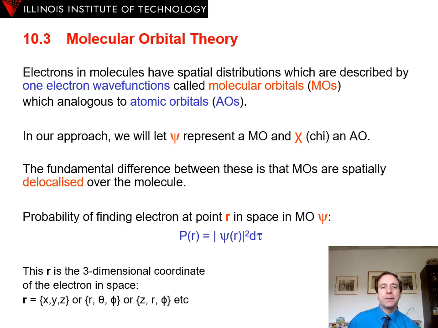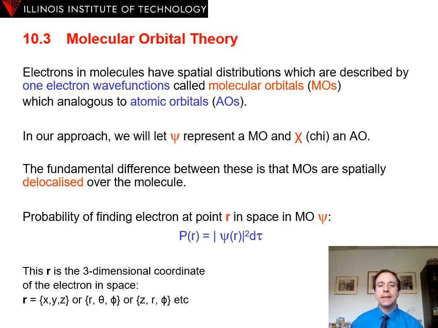And the fundamental difference is that molecular orbitals are spatially delocalized over the size of the molecule. Depending on what that molecular orbital is, it can be greatly delocalized over the entire length of a long molecule if we're looking at a conjugated system. We're going to start with much smaller molecules. We're going to start by looking at diatomic molecules and build up this sense of what molecular orbitals are.